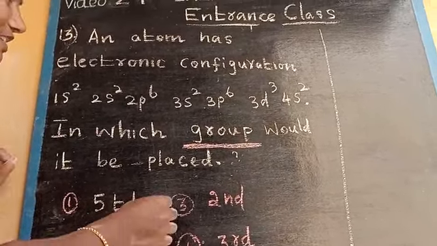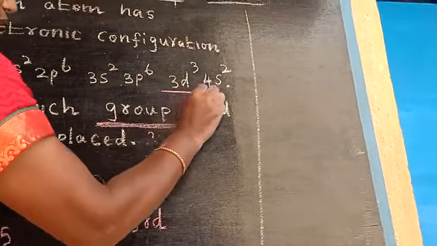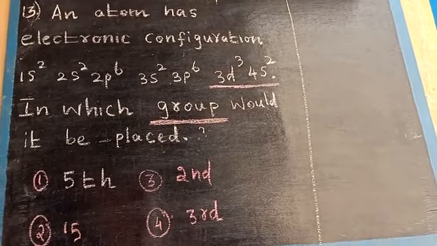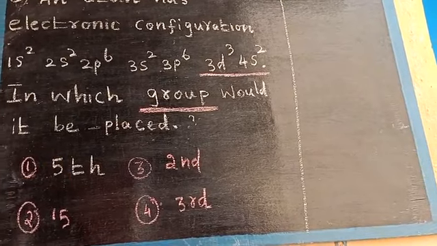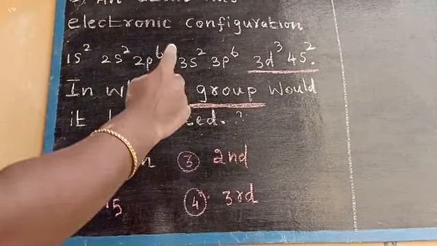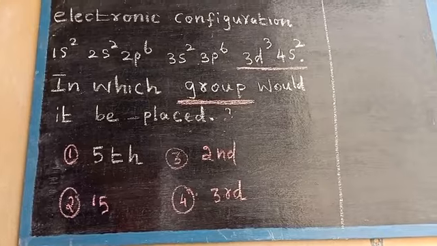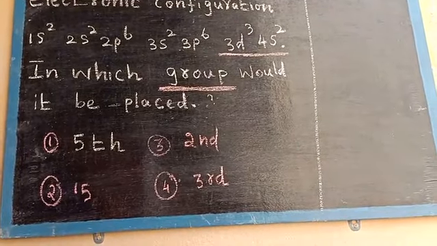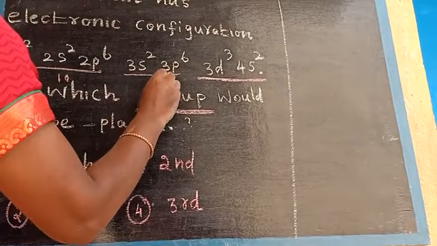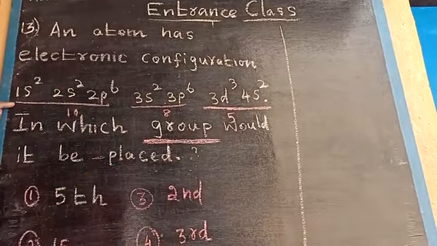Okay, so first, the way to find this out is very easy. Underline the outer valence electrons, 3d3 4s2. Here there is a d orbital, so we identify this as a transition element. Now to find the atomic number: 10, 8, and 5. So totally 23.